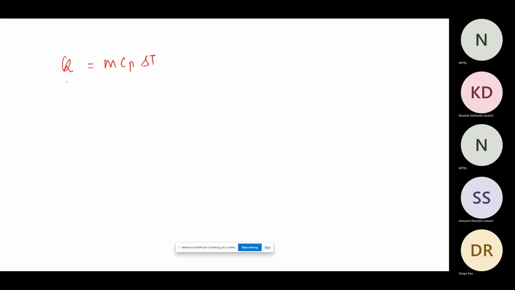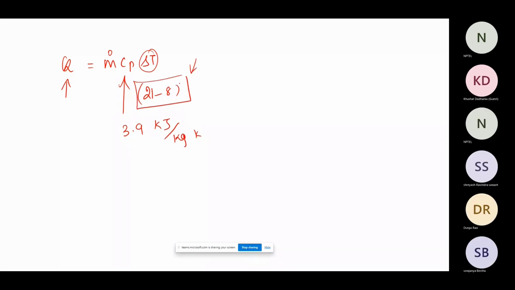So if you want to calculate the heat given, then you will use mass flow rate, m dot, Cp is specific heat, and then temperature difference. In that it was given that the heat exchanger is cooled from 21 to 8, right? So the temperature difference is 21 minus 8, and the milk specific heat is given as 3.9 kilojoules per kg Kelvin. Whether you use degree centigrade or K for this temperature difference, that doesn't matter.